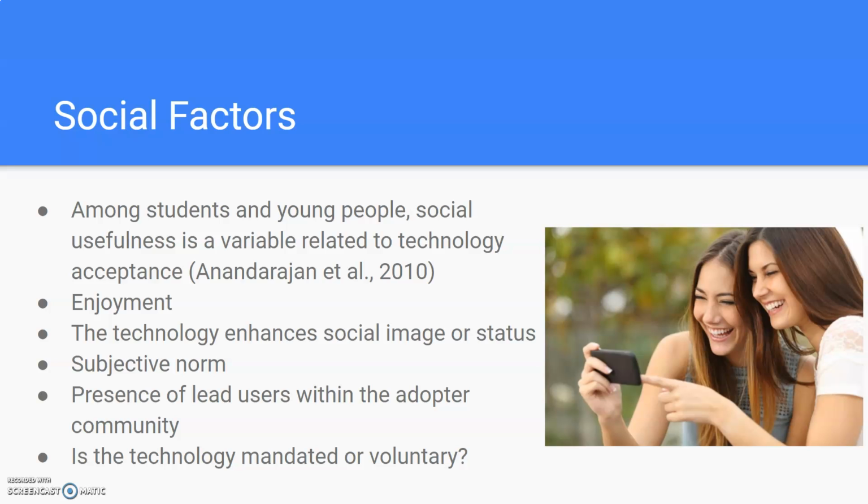Now, one thing also to consider is whether the technology is mandated or voluntary, and there's greater adoption if the technology is mandated, of course, because with educators, if the education system is adopting new technology, you have no choice. But a technology like Pear Deck is voluntary, so there's a lot more effort involved in trying to get more educators to adopt the technology.